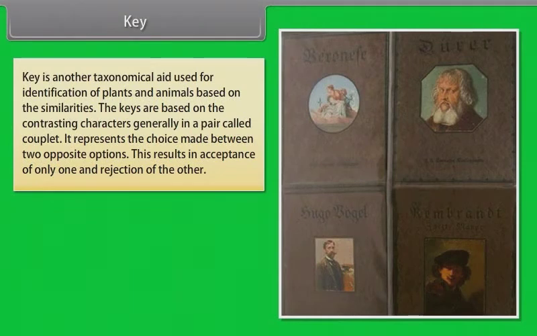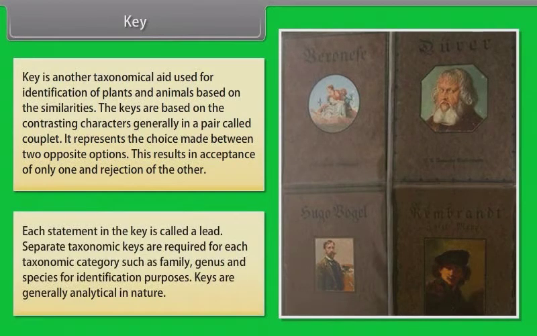Key. A key is another taxonomical aid used for identification of plants and animals based on similarities. The keys are based on contrasting characters, generally in pairs called couplets. It represents the choice made between two opposite options. This results in acceptance of only one and rejection of the other. Each statement in the key is called a lead. Separate taxonomic keys are required for each taxonomic category, such as family, genus, and species, for identification purposes. Keys are generally analytical in nature.